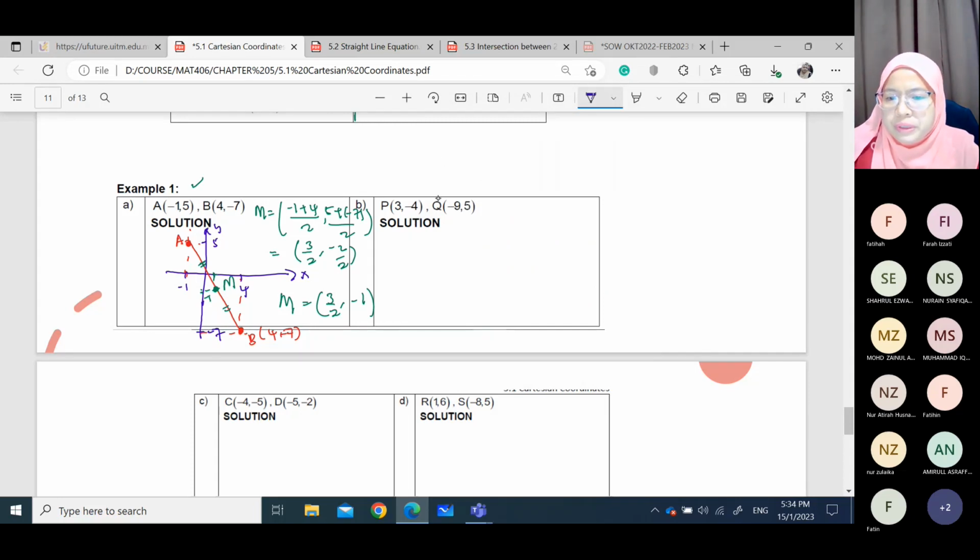So we have 2 points, P and Q. Okay, so kita tengok point P and Q. Sama-sama buat, cari midpoint. Soalan dia find the midpoint between these 2 points. X, Y. Okay, so this one is X, this one is Y.